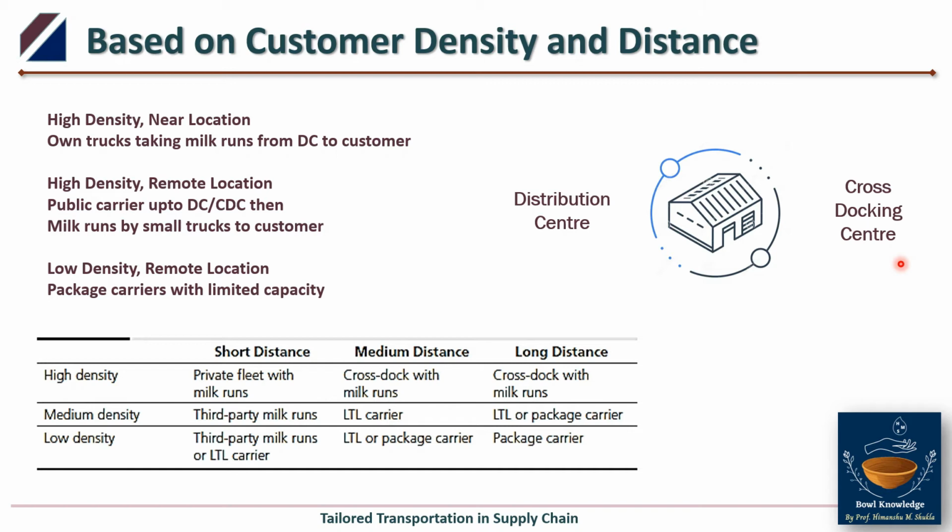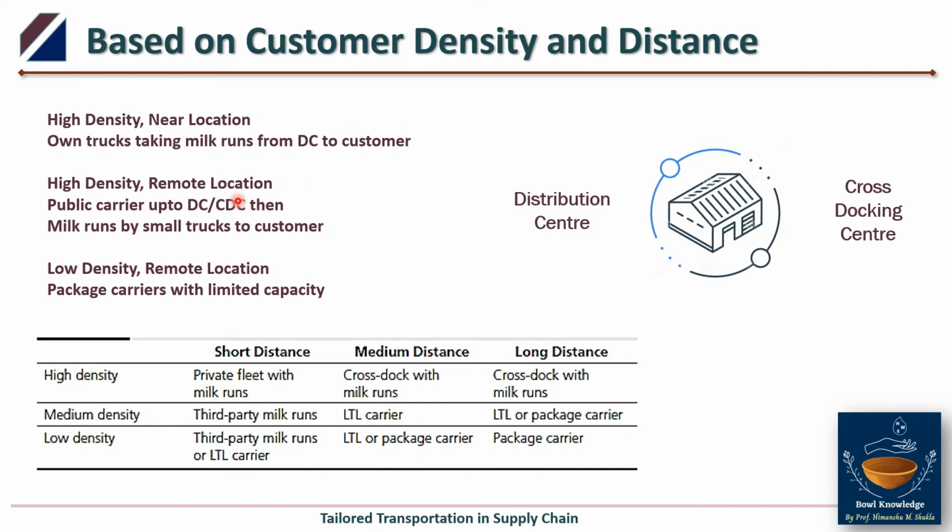Now, what is the second case? If there is high density but the location is remote. Let's say there is high density of customers at Gondia, or let's say at Wardha. The location is not near, but there is high density of customers there. So what option will you use? You will use the public carrier up to the DC or CDC, that is distribution center or cross docking center, and then milk runs by small trucks to customers.